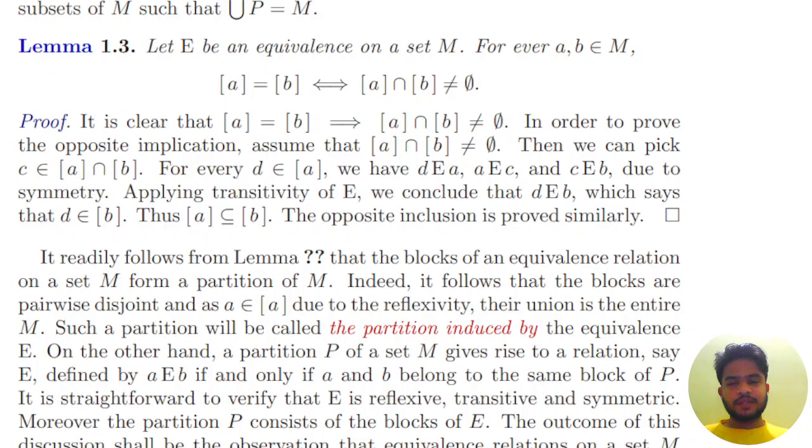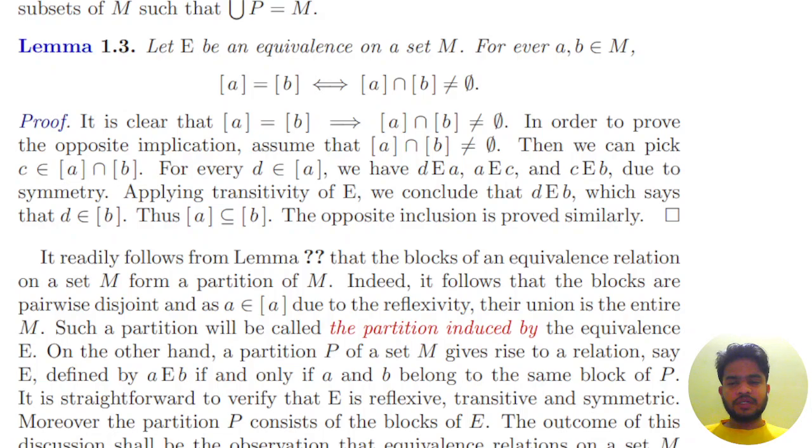pick C which belongs to A intersection B. For every D belonging to A, we have D equivalent to A, A equivalent to C, and C equivalent to B due to symmetry. Applying transitivity of E, we conclude that D is equivalent to B, which says that D belongs to B, thus A is a subset of B. The opposite inclusion is proved similarly.